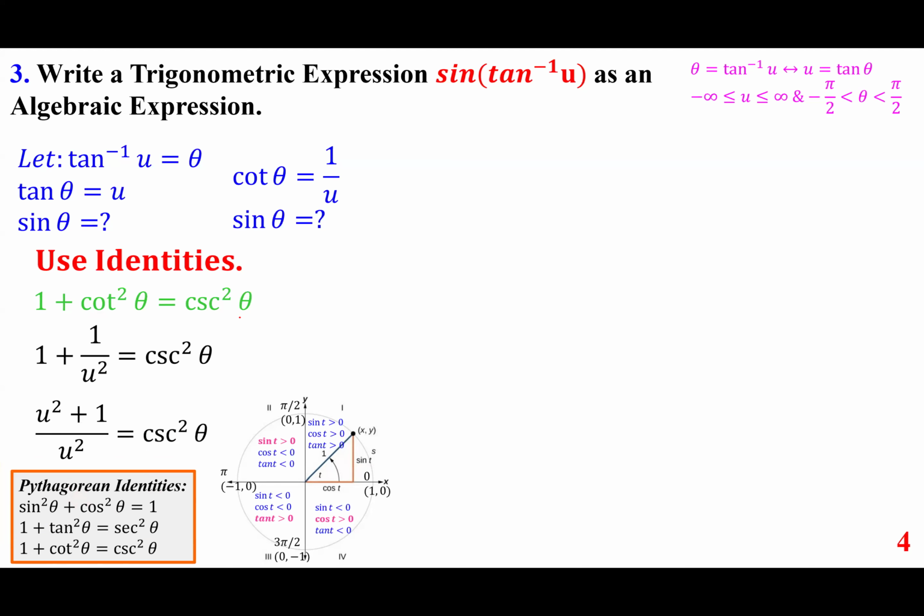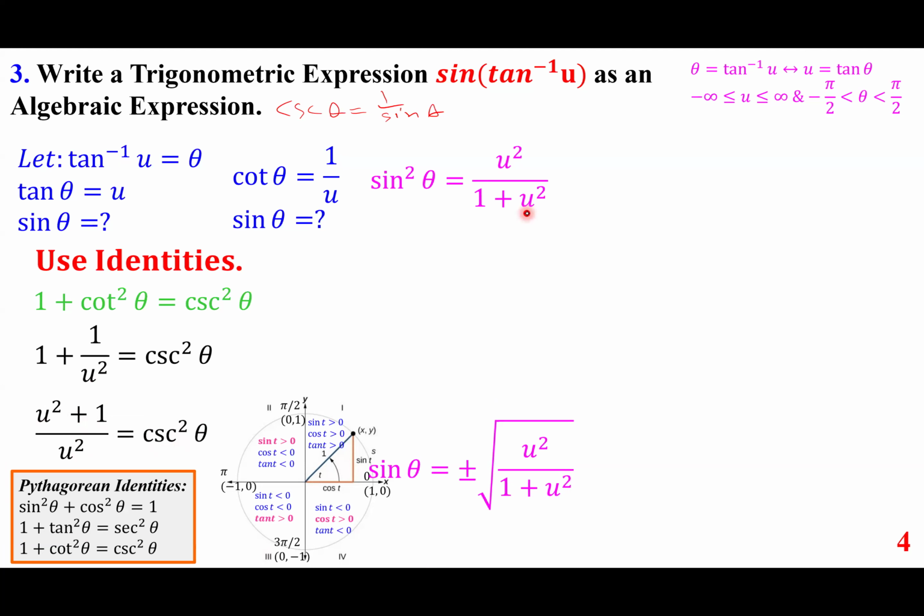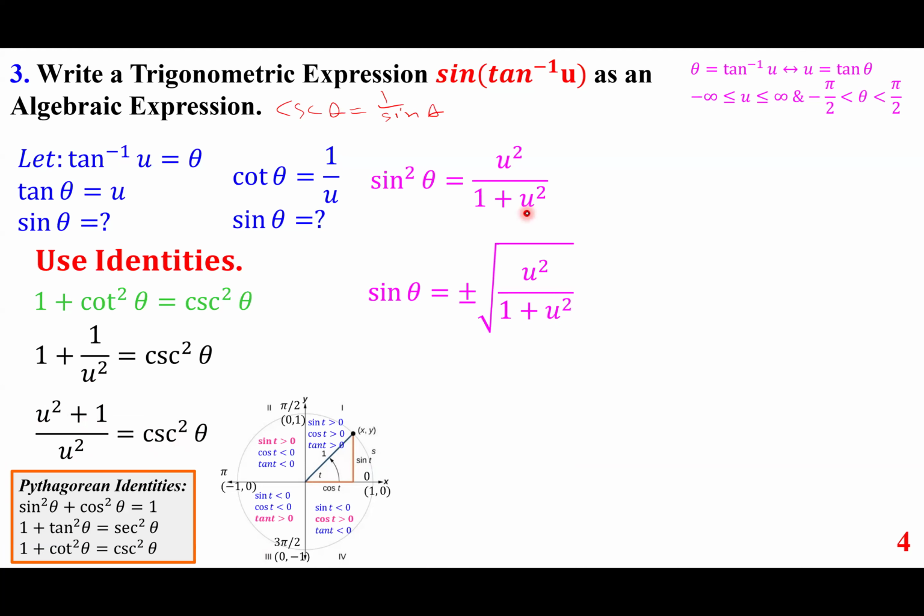So cosecant theta is 1 over sine. That means sine is 1 over cosecant. So I can write the reciprocal of that and the reciprocal of that. Reciprocal of that is u squared over 1 plus u squared. Reciprocal of that is sine squared. So what is sine? The square root of the right side, plus or minus. We have to figure out positive or negative. And of course, this comes out as u. This remains. And it is positive.